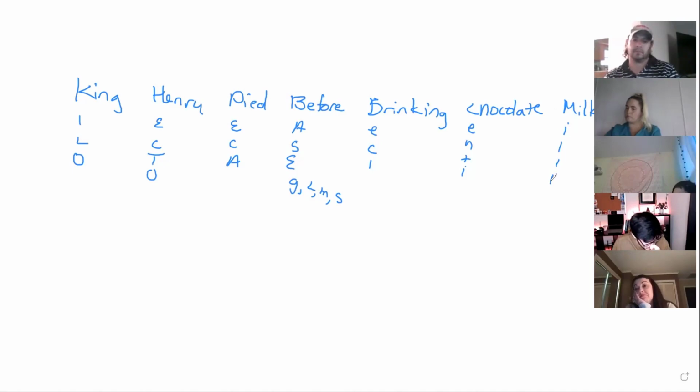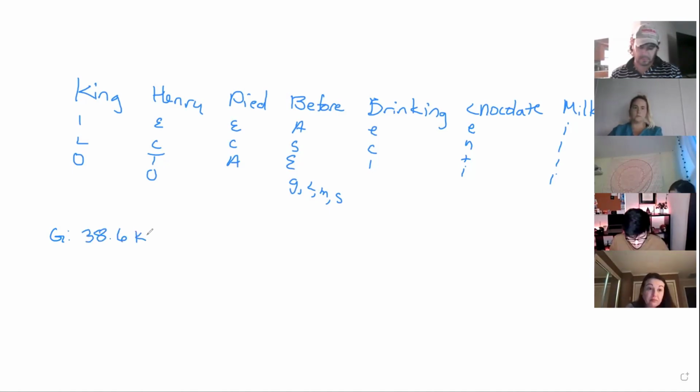Now, if you write it in this order, King Henry died before drinking chocolate milk, it's really easy to convert between these. Let's say that you have 38.6 kilometers, and I want to know how many meters that is. If we were dealing with miles and inches, we would have to set it up in dimensional analysis and use conversion factors, which we'll get into later. But here, we can just use some hops.